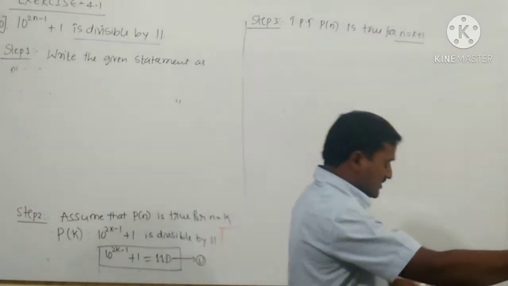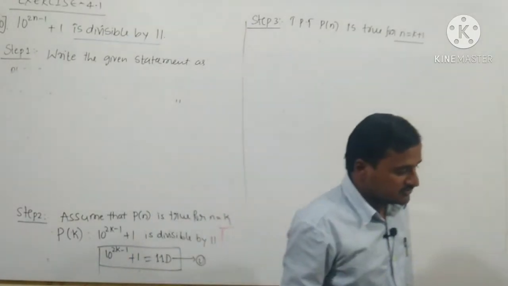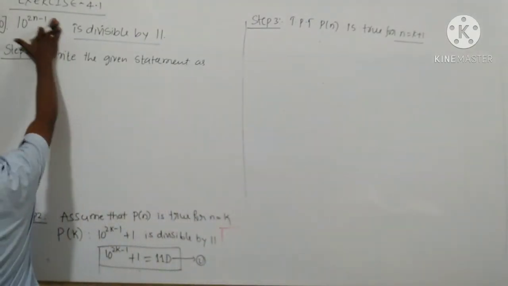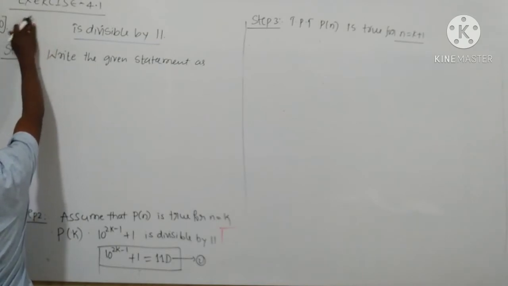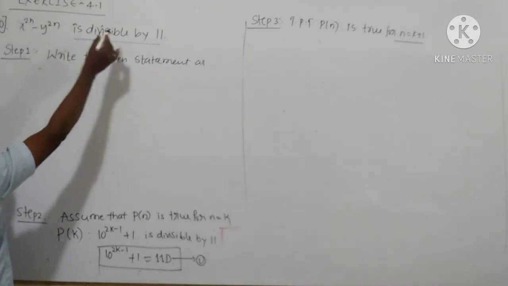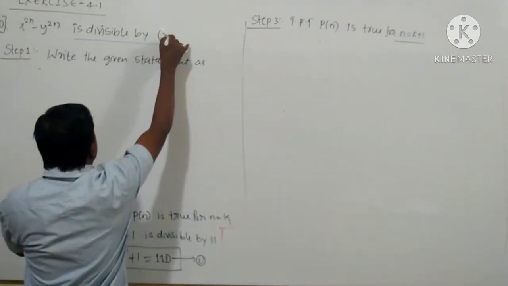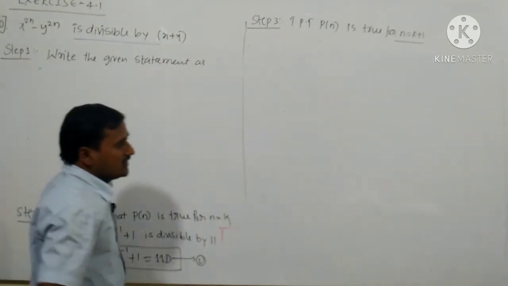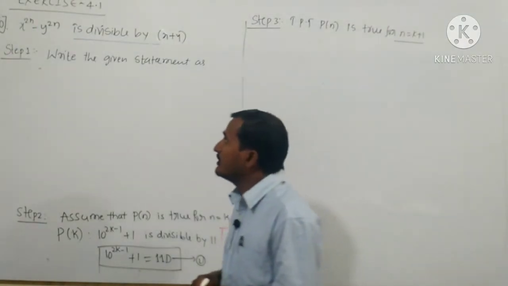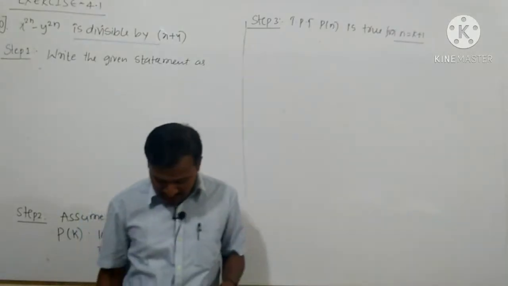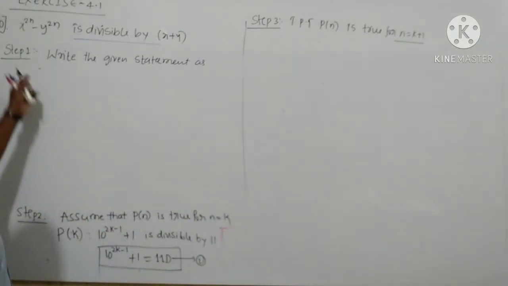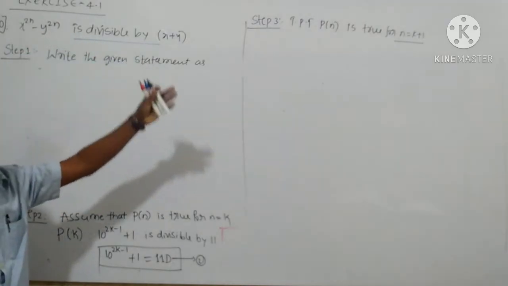Okay, next question is question number 21. That is x to the power 2n minus y to the power 2n is divisible by x plus y. So here what they have given is x to the power 2n minus y to the power 2n is divisible by how much? Divisible by x plus y. So here we should prove this term is divisible by x plus y.